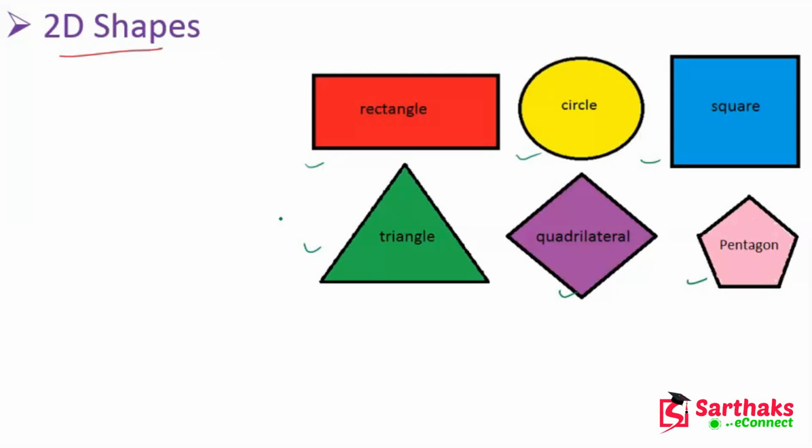Apart from the circle, all the figures are polygons. What is a polygon? It is a flat shape with at least three sides, and it can be more than three: 4, 5, 6. Usually it has four or more angles and straight sides. So this is a polygon.